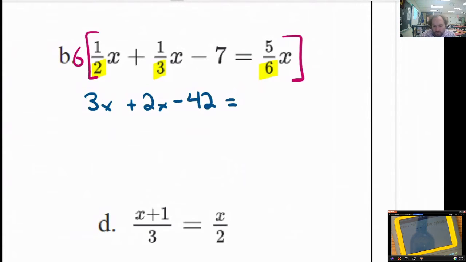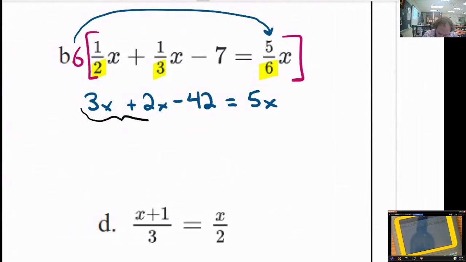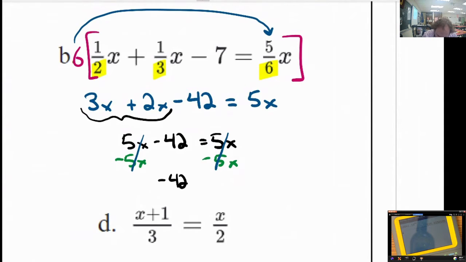And then over on the very far side, the 6's actually cancel out, and you're left with 5x. So after combining our like terms together, what we'll have is 5x minus 42 equals 5x, which actually has no solution, because if you subtract the 5x from both sides, they cancel out, and you get negative 42 equals 0, which has no solution.